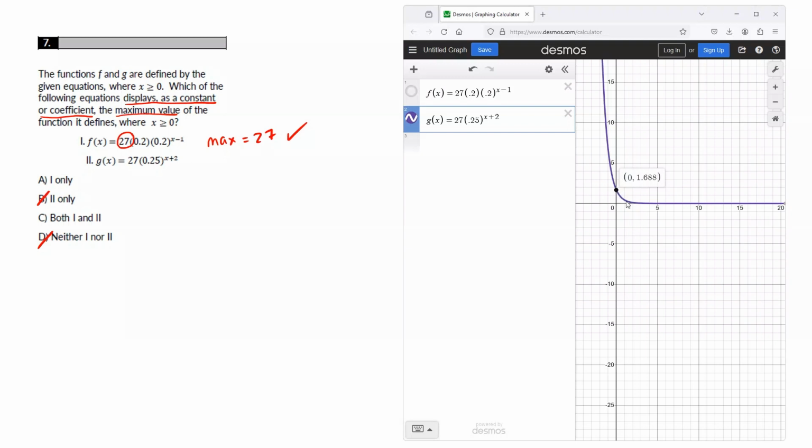When x gets bigger, we are moving to the right, and we never go higher. The y value never goes up. 1.688 is the maximum here, and that is not 27, not 0.25, and not 2. It is not any of the numbers in this equation. So we're going to say no for Roman numeral 2, and our answer is A.